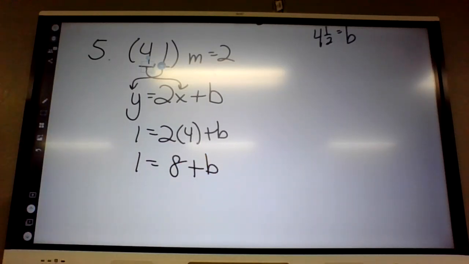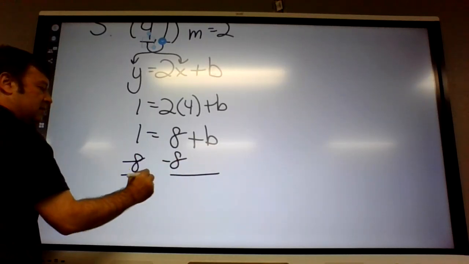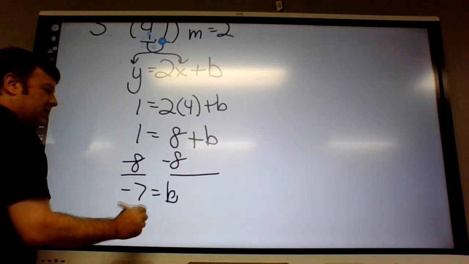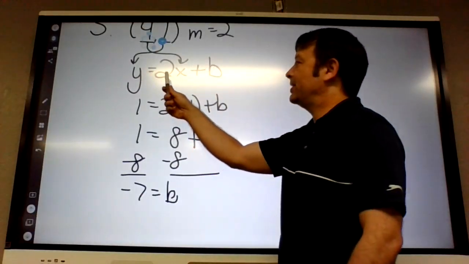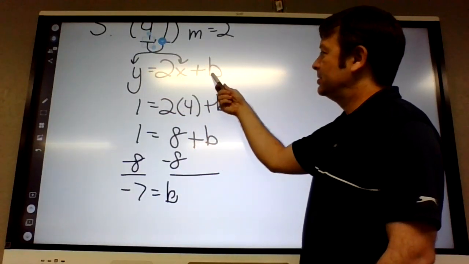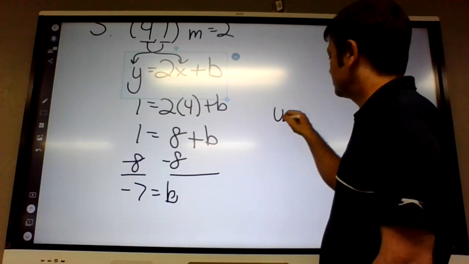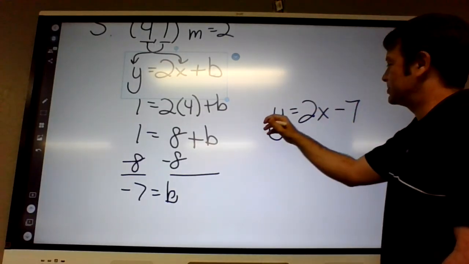And then what do we do? Subtract 8, to get b by itself. So b is negative 7. That's not quite the answer, that's just part of the answer. This is the answer right here: y equals 2x plus negative 7, which is the same thing as minus 7.